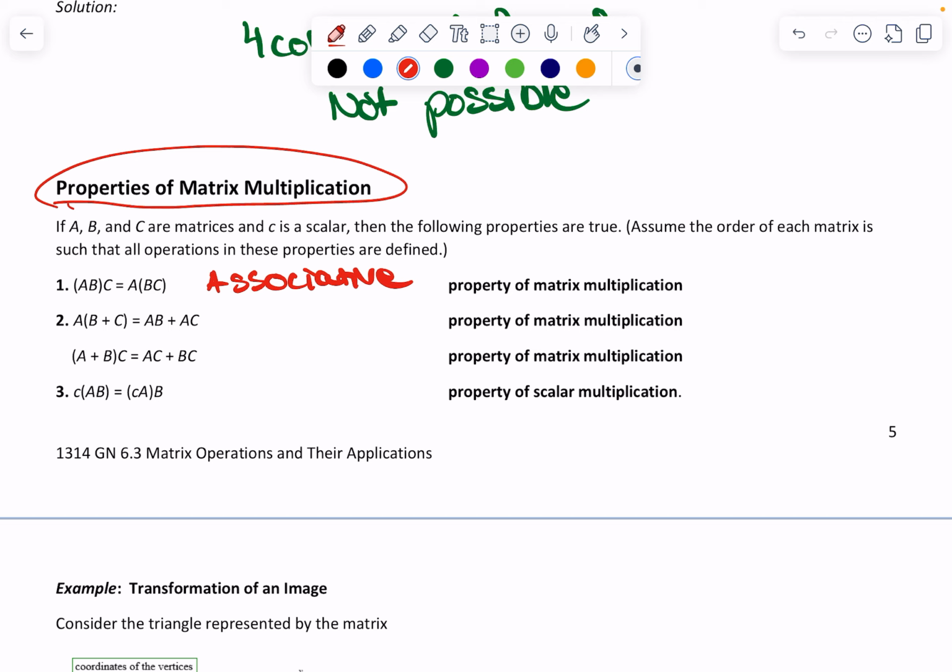Okay, 2, again, we've got a matrix addition inside the parentheses. What we can do is we can distribute. And it doesn't matter if the matrix that is outside is before the parentheses or after the parentheses. Both of these are distributive properties of matrix multiplication.